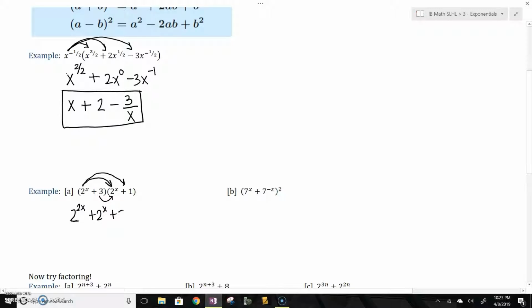So how can I write that? Plus 3 times 2 to the x. And then 3 times 1 is 3. So what do we have? Now this is a little funny. This is 2 squared to the x, so I could write this as 4 to the x plus 2 to the x plus 3 times 2 to the x plus 3. And that's about all I got.